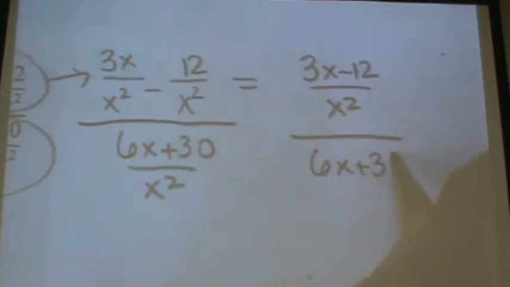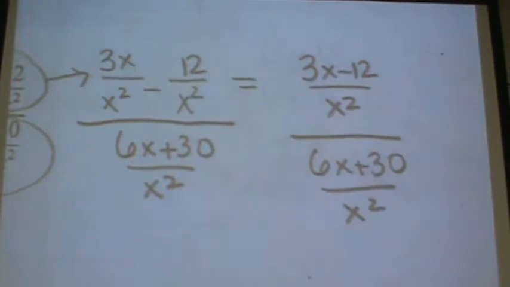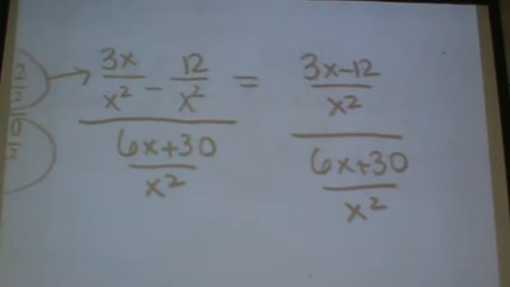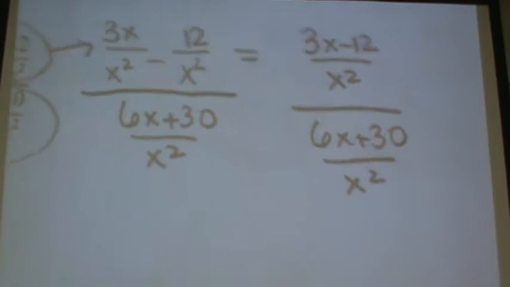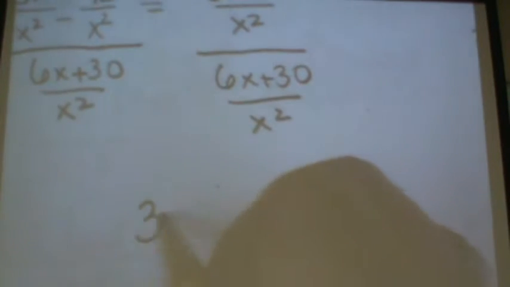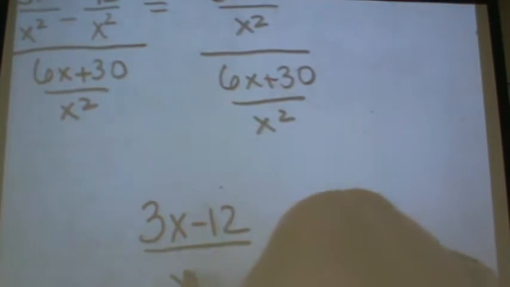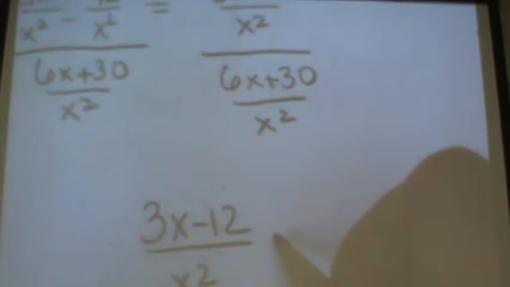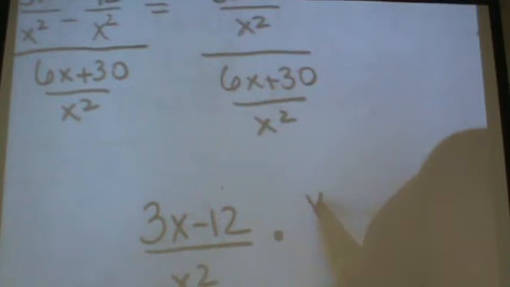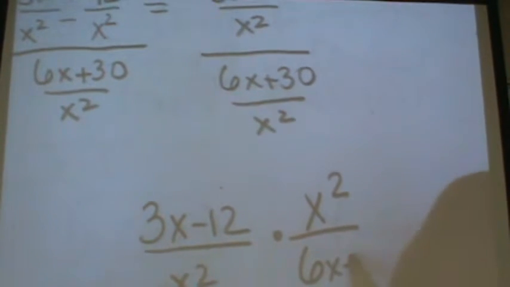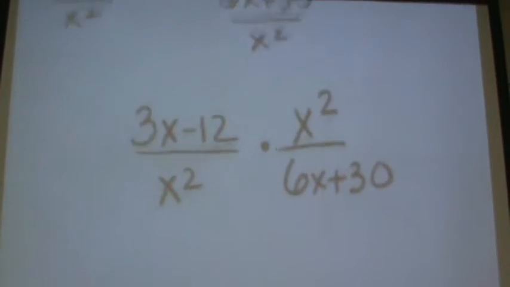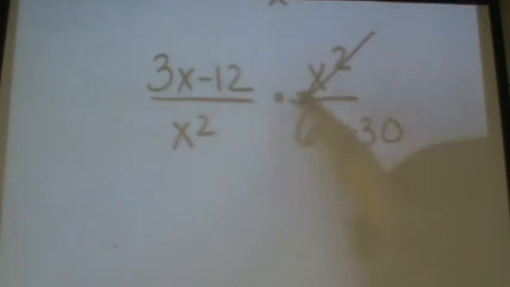Now, this is the part where you flip and multiply. So you have 3x minus 12 over x squared times what? X squared over 6x plus 30. Okay, what do I do? That's not x. Good job.